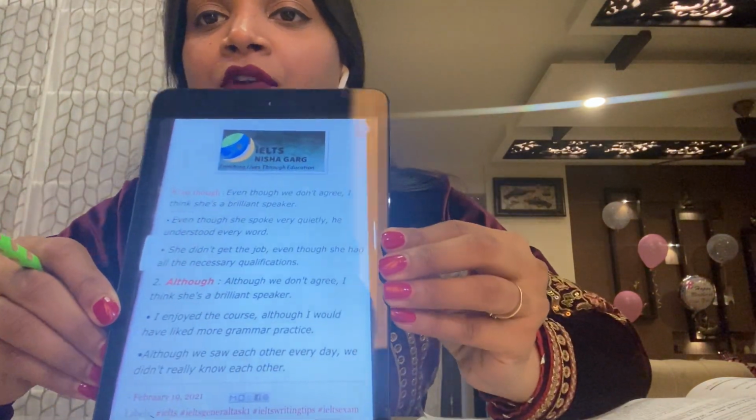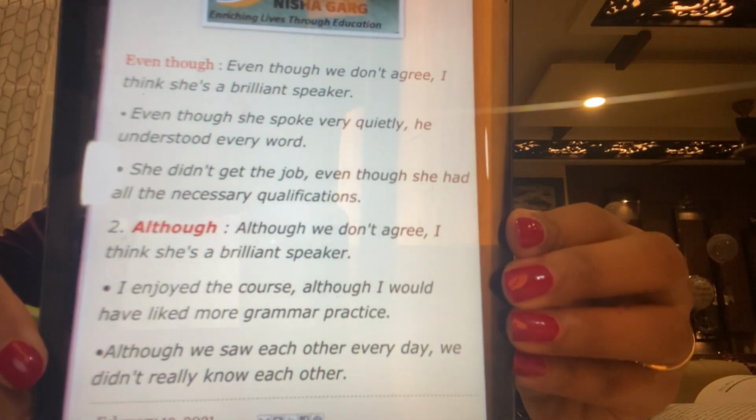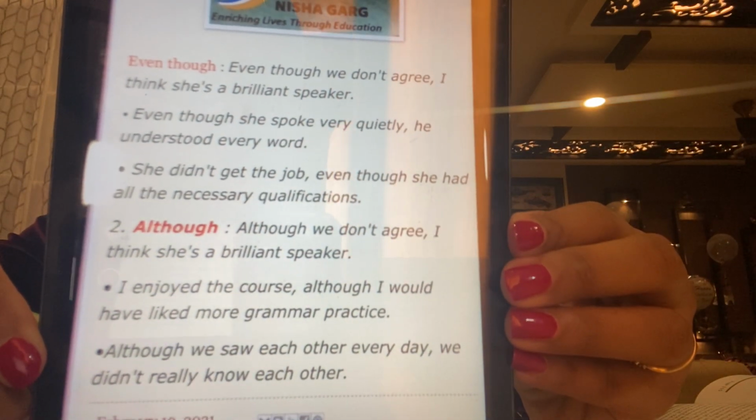I hope that it is clear to you, the sentences of even though. I am keeping it in front of you so that you can jot it down. Please jot down all the 3 examples of even though.